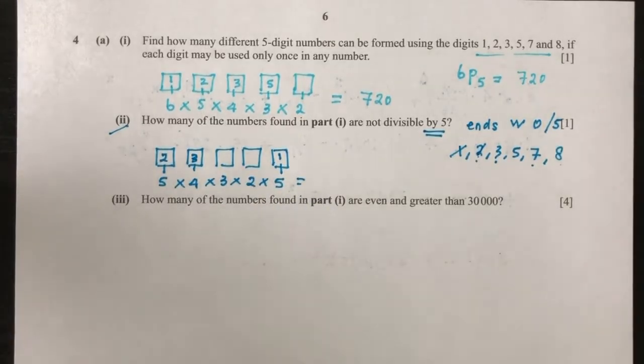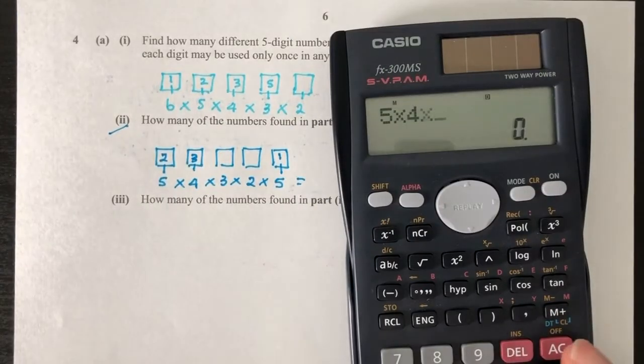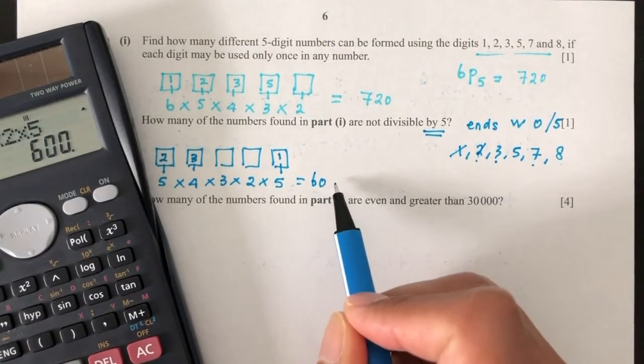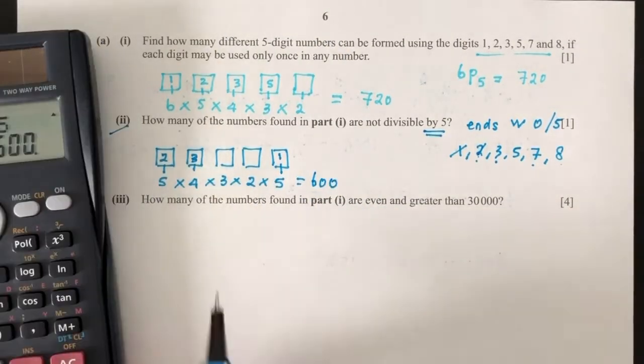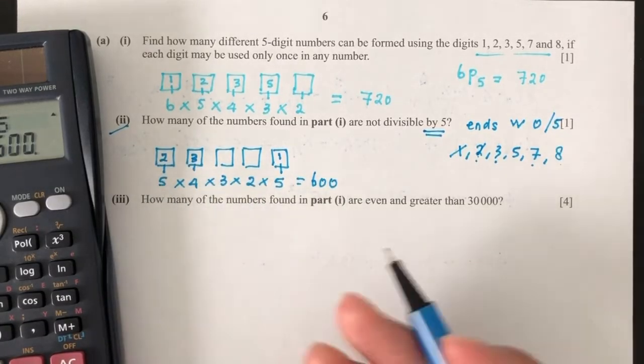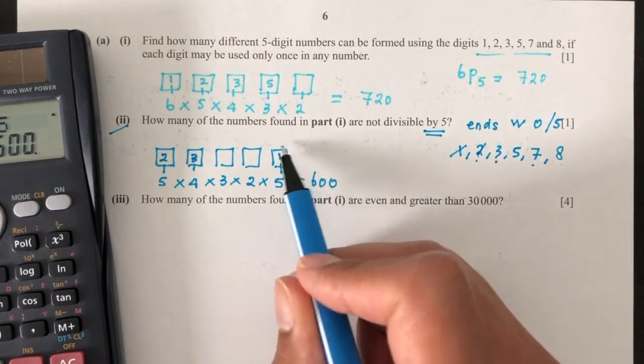That should give you your answer. 5 times 4 times 3 times 2 times 5, that will be 600. Or you can write this as, whenever you have to choose from the rest, you can just write it this way. This is the only condition here.